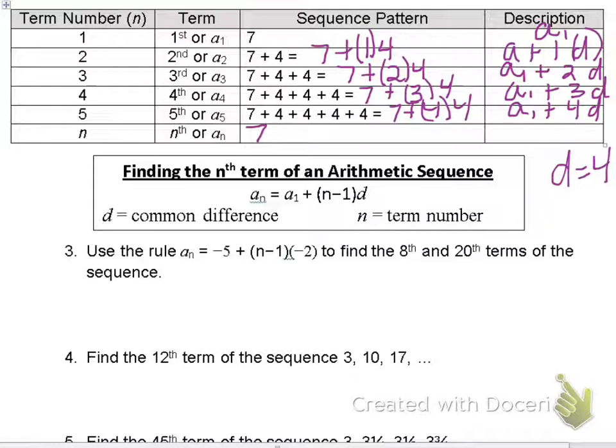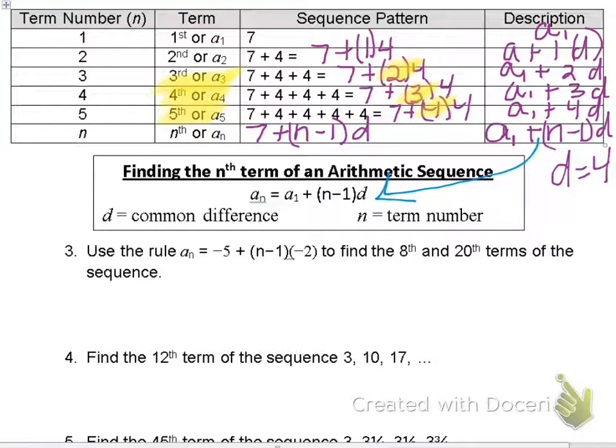7 plus, if you notice, the numbers that we're multiplying here, 4 is the previous term from the term we're looking at. 3 is for the fourth term. 2 is for the third term. So it's always one less than the term number. So we'd have n minus 1 times d. So our rule is the first term, A1, plus n minus 1 times d. And that again is the same sequence that's here in this box.